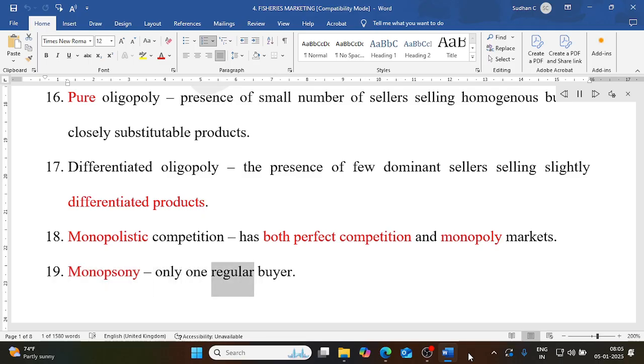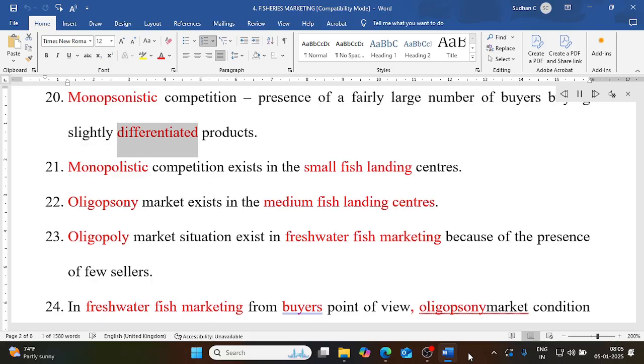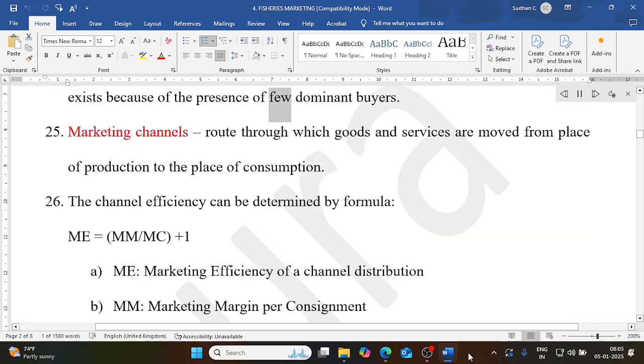Monopsony: only one regular buyer. Monopsonistic competition: presence of a fairly large number of buyers buying slightly differentiated products. Monopolistic competition exists in the small fish landing centers. Oligopsony market exists in the medium fish landing centers. Oligopoly market situation exists in freshwater fish marketing because of the presence of few sellers. In freshwater fish marketing, from the buyer's point of view, an oligopsony market condition exists because of the presence of few dominant buyers.